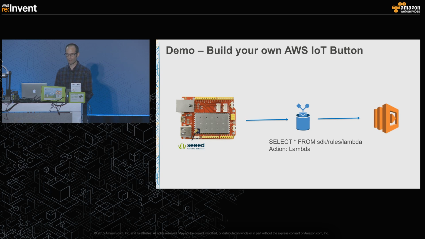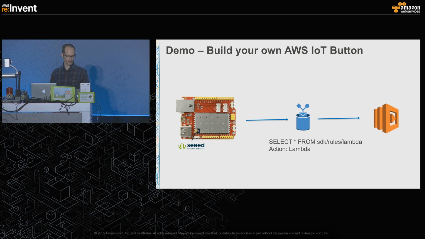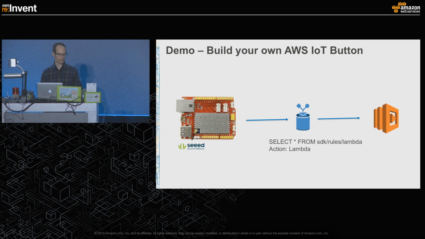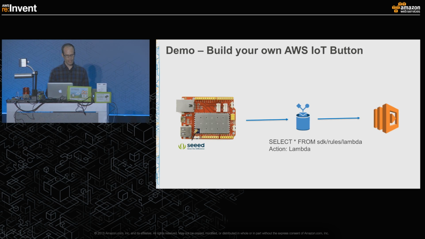So now I'm going to go through a demo. I'm going to be using Seed Studio's version of the Arduino unit. It's called the Seeduino Cloud. This demo is based on the IoT buttons that we've handed out. Basically, a button you can click once, it connects to the cloud, runs a Lambda function. Once you're in a Lambda function, you can do all manner of things in the cloud. It's a really cool application.